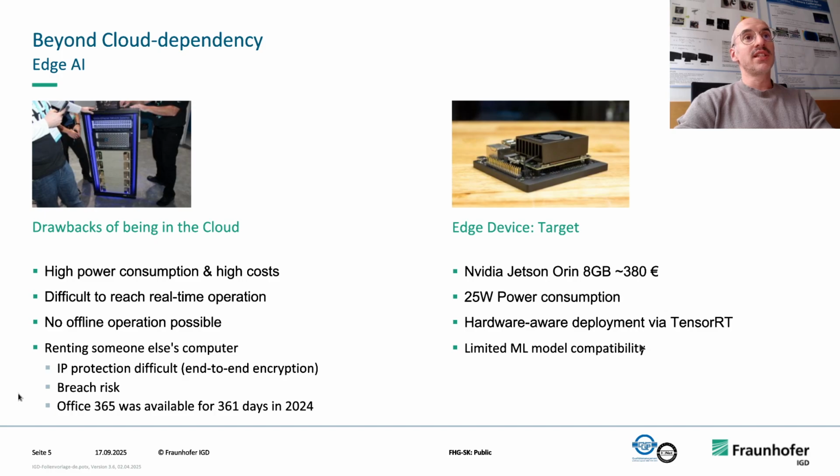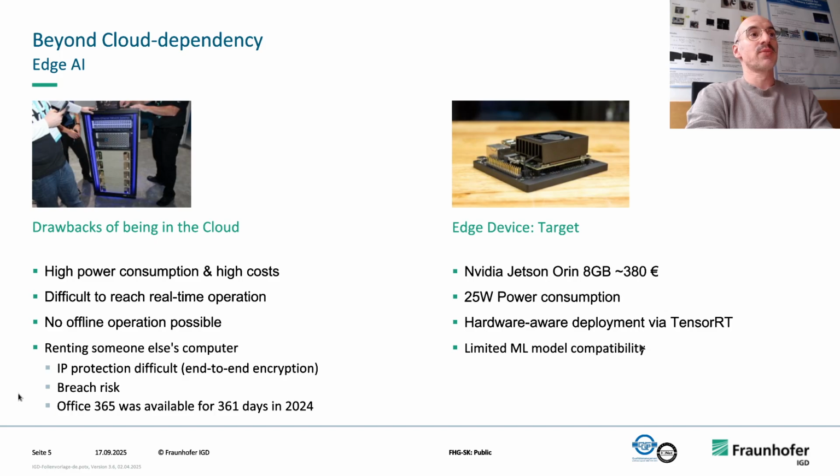Then there is the availability. For instance, Office 365 was only available for 361 days in 2024. So in case you happened to have something important planned for the 4 days of downtime, you were out of luck. So in this webinar, we want to target the edge device, which you see on the right-hand side. It is an NVIDIA Jetson Orin device with 8 GB of memory and with a peak power consumption of 25 watts. This low power consumption allows you to integrate this device, for instance, in a car, because the heat is also very limited.